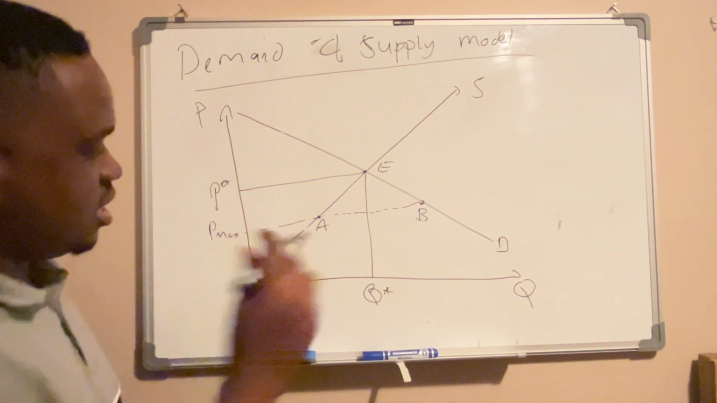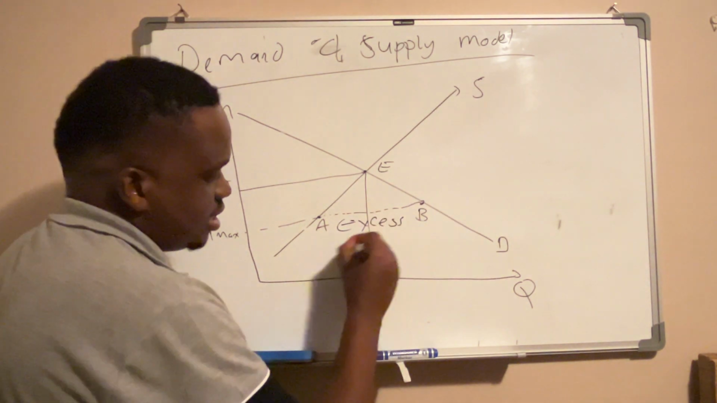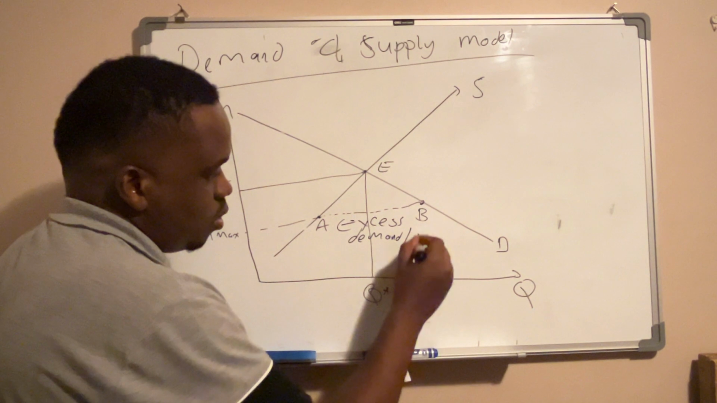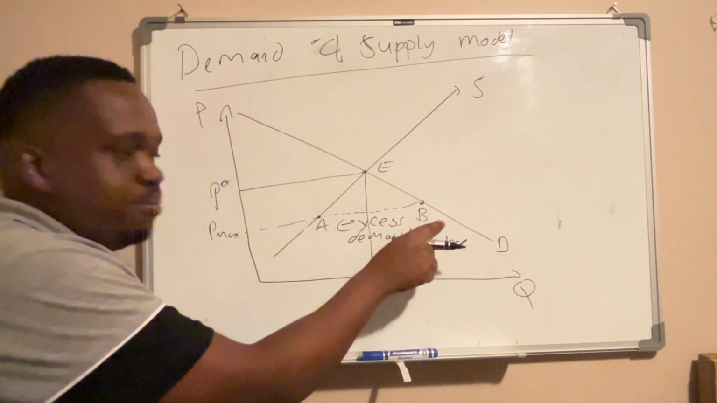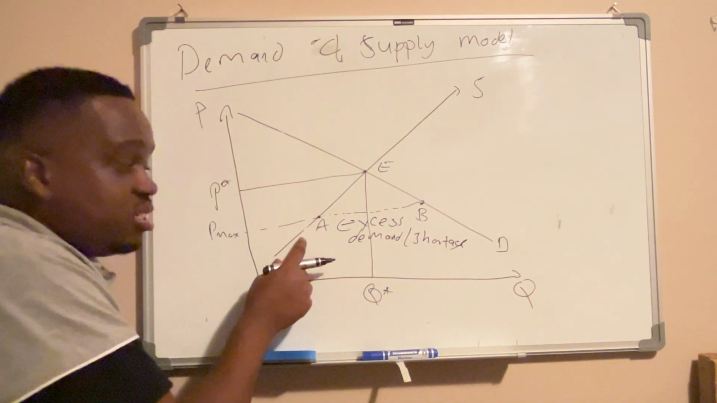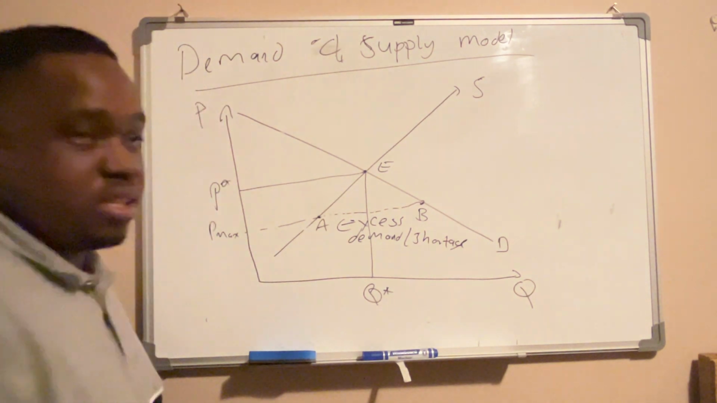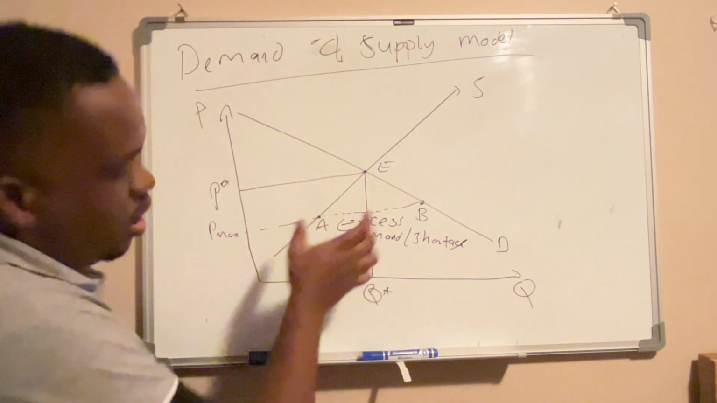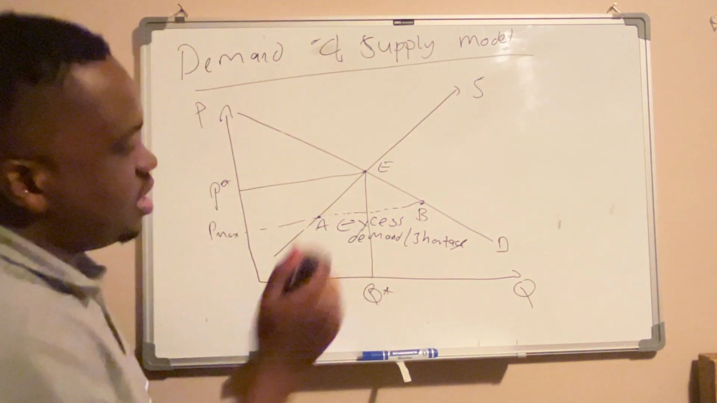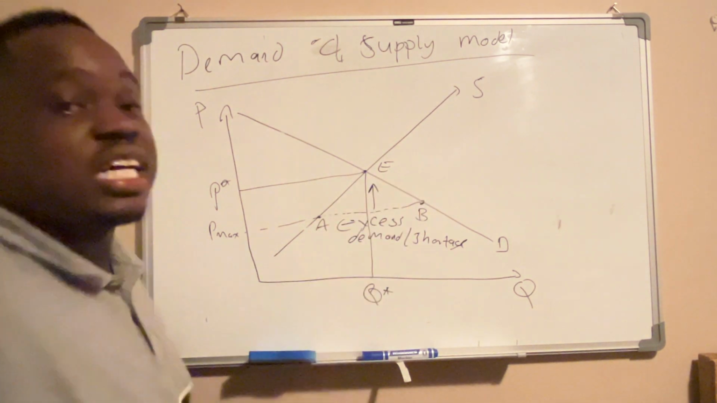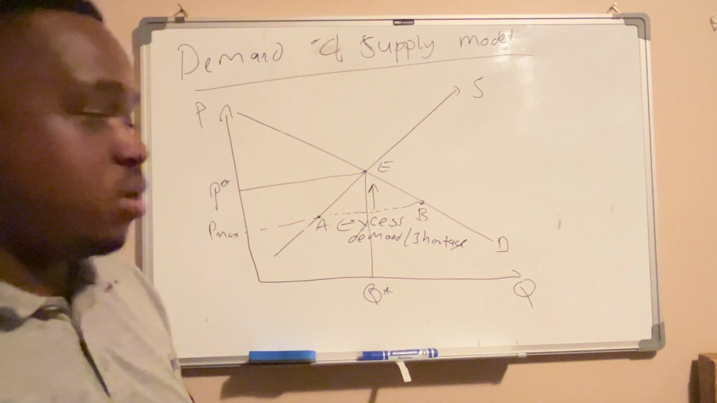What do you see over here? This section AB is going to be called an excess demand, or a shortage. It means that what the consumers are demanding, the suppliers cannot meet. So what needs to happen in order for the economy to go back to equilibrium? The price must increase for the economy to go back to equilibrium where it was.